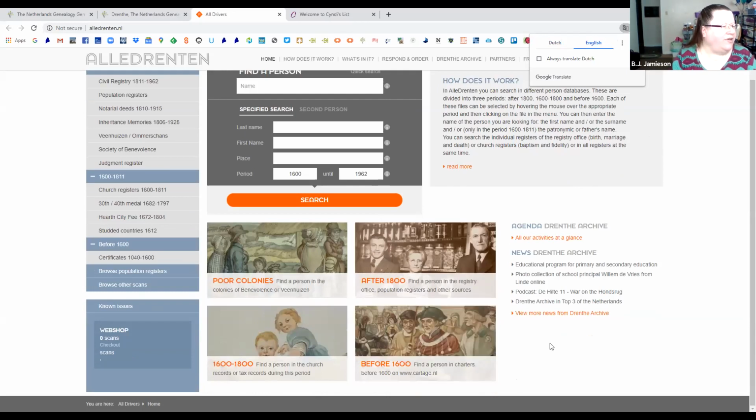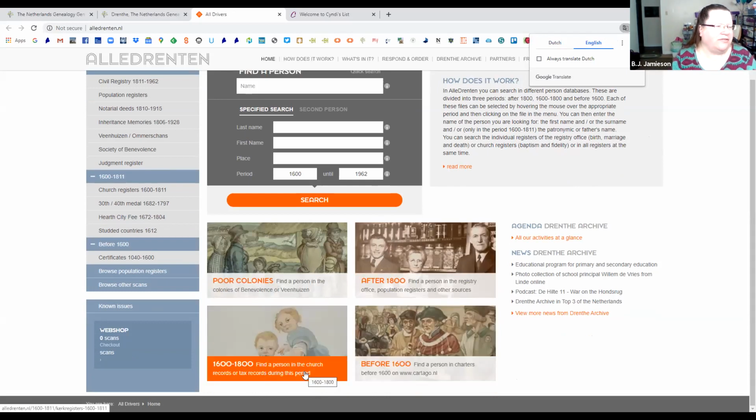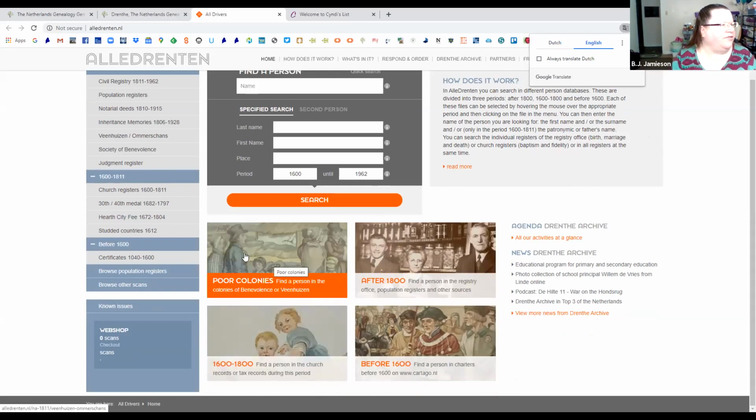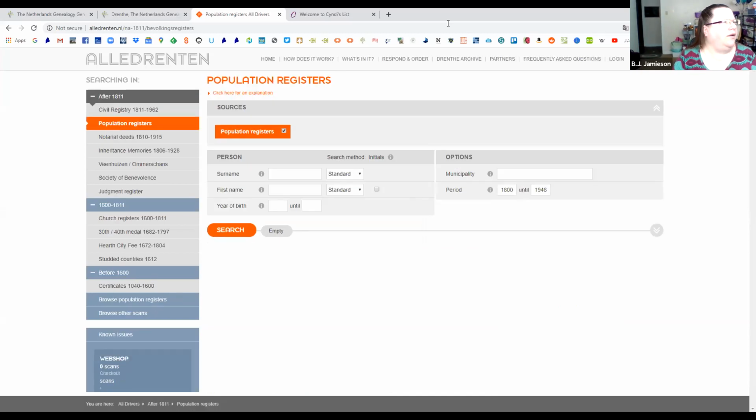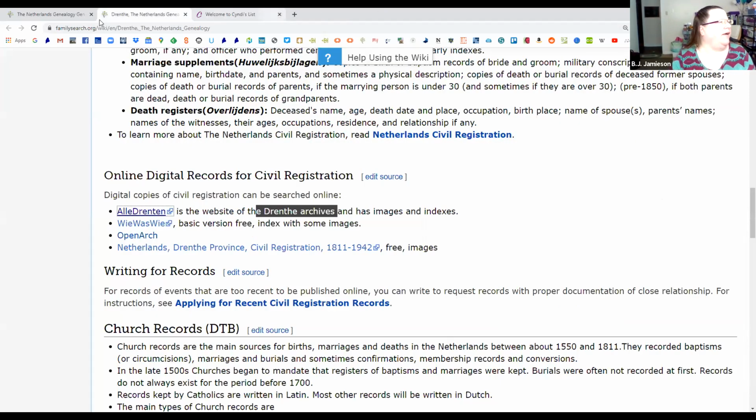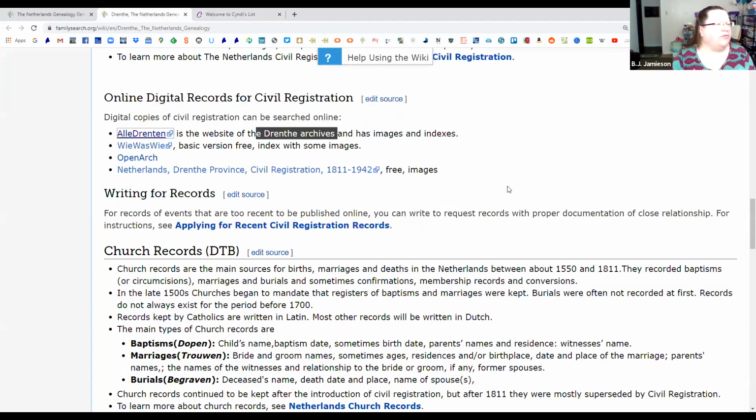But you can also see they've divided things up by time, three time periods. Looks like there's some poor law records that they've got. And we can look, so obviously we haven't figured out quite yet what the population registers are, but we'll get back to that. So, it's worth looking.